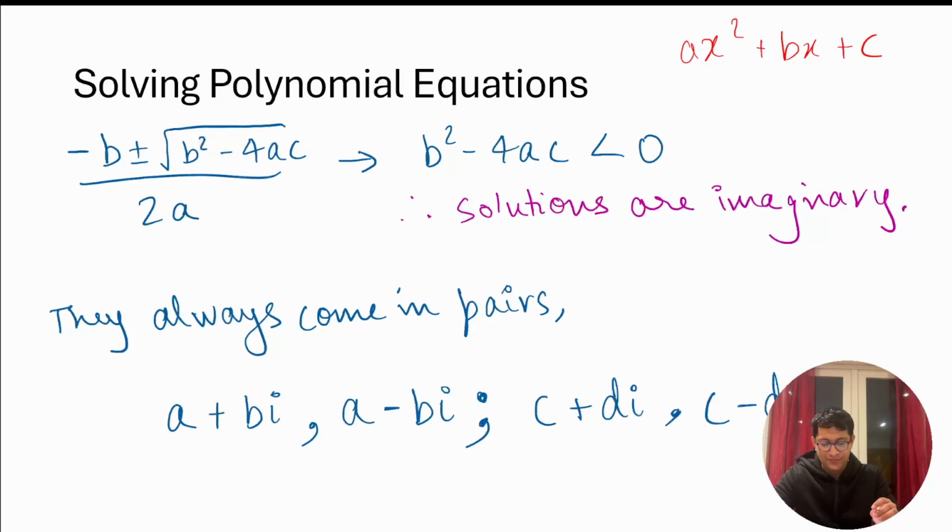But now you don't say there's no solutions. If this does happen to be negative, we can solve it now using complex numbers. So instead of saying no solutions, you say that solutions are imaginary. The good thing about imaginary solutions is that they always come in pairs, the complex conjugate pairs. So if one solution is a plus bi, the other solution will be a minus bi. If one solution is c plus di, the other solution will be c minus di. Just complex conjugate pairs.